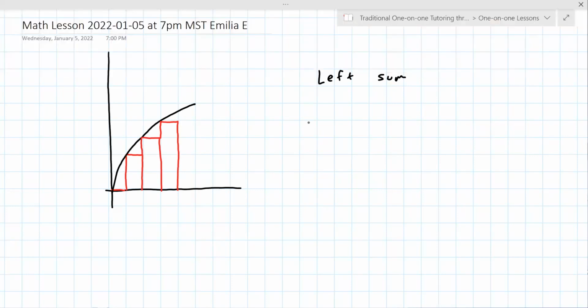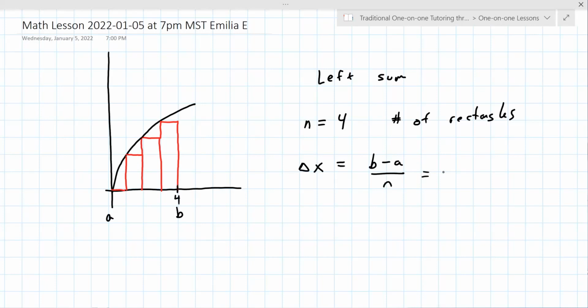We're doing n equals 4 rectangles. The first thing is I have to tell you the number of rectangles. That has to be given. You calculate delta x, which is b minus a over n. A is where you're starting and b is where you're ending. Those are given as well. In this case, let's say b is 4. Your delta x is 4 minus 0 over 4, which is 1.